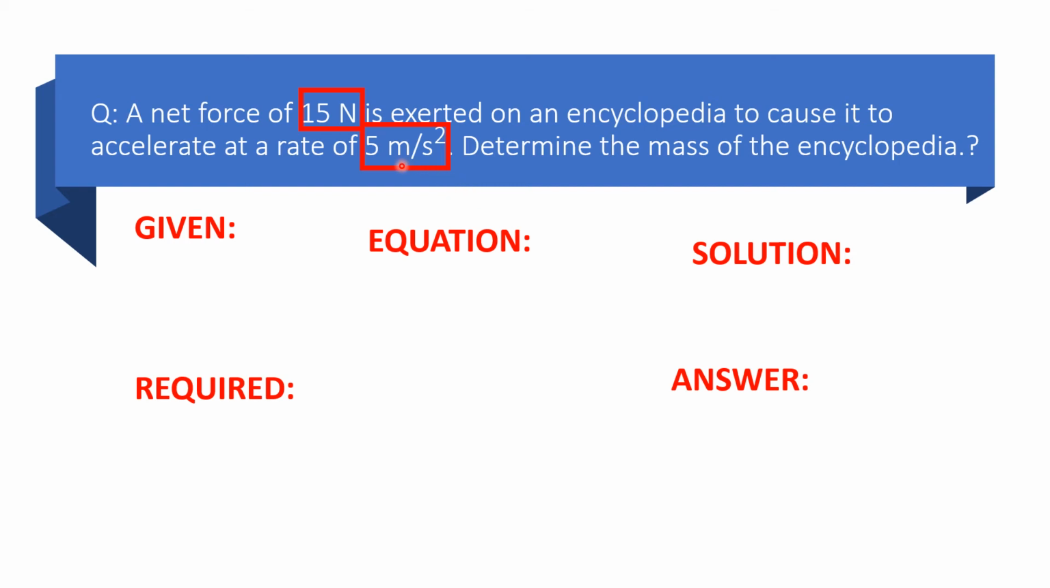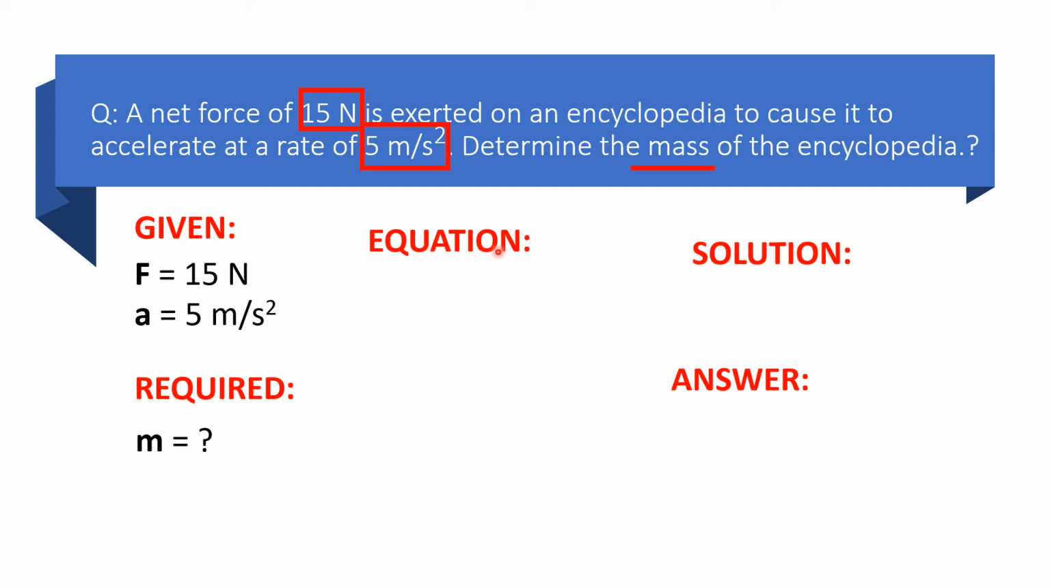Let's put this given to this side. So we have 15 Newton is the force. Sa unit pa lang, malalaman na natin what is this given. So we have force is equal to 15 Newton. And then we have acceleration, which is equivalent to 5 meter per second squared. And as you can see in the problem, we need to find the mass. It is directly stated in the problem. So just write mass is equal to question mark.